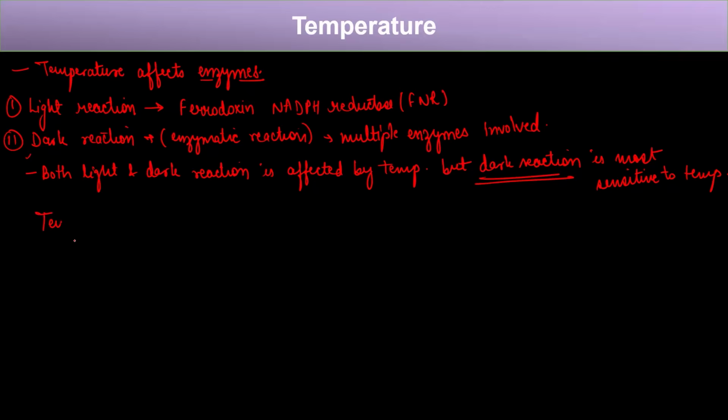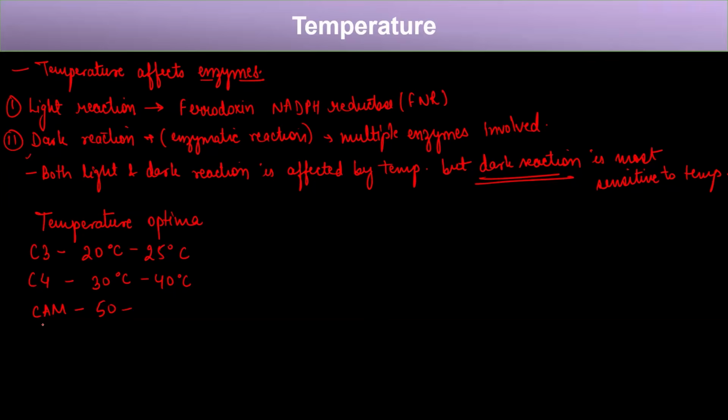Now, let's see the temperature optima. By optima, I mean the range in which the maximum growth is obtained. So temperature optima for C3 plants is 20 degrees Celsius to 25 degrees Celsius. For C4 plants, it is 30 degrees Celsius to 40 degrees Celsius. And for CAM, it is 50 degrees Celsius. These CAM plants are basically succulents, right? So this is 50 to 55 degrees Celsius.